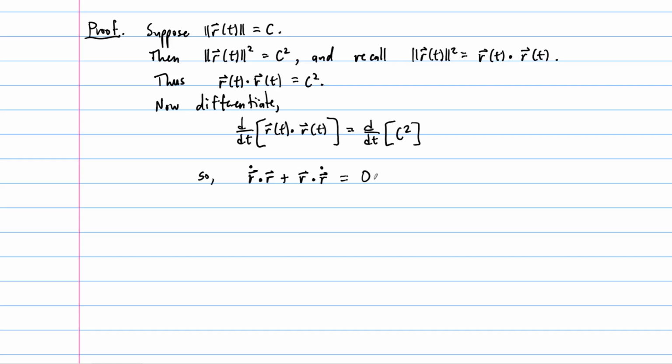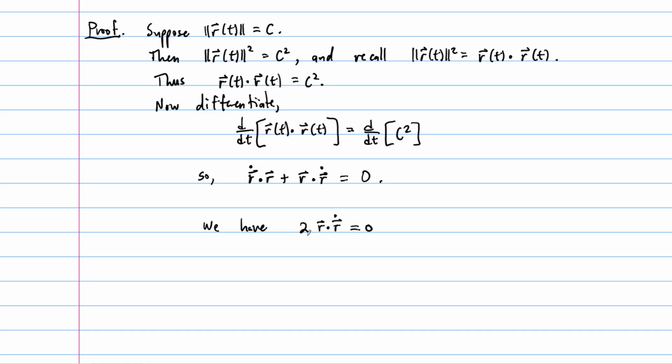Now, these two, the order, the dot product commutes, right? So we can change the order of these two and write the following. If they change the order, then these are the same, and we can just write that this is 2 r dotted with r dot equals 0.